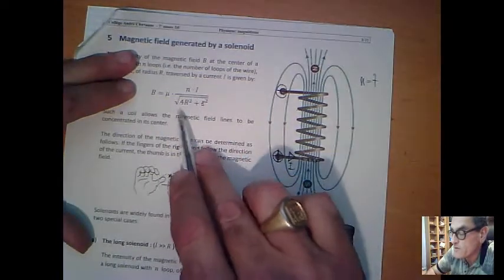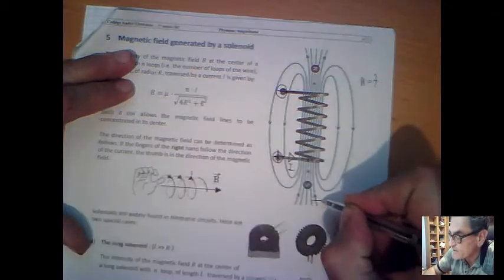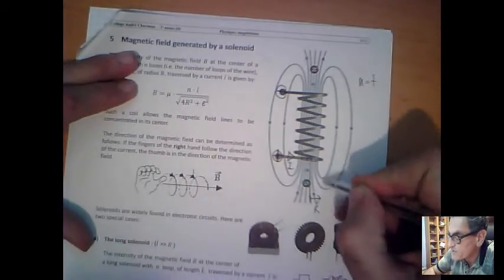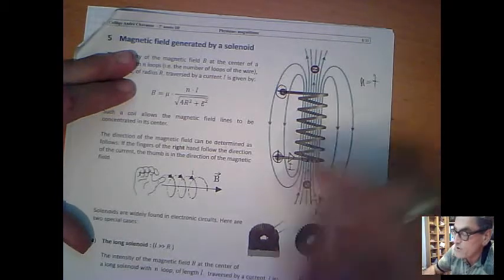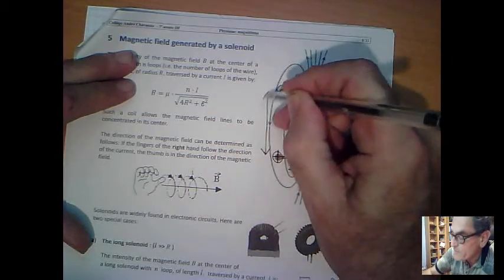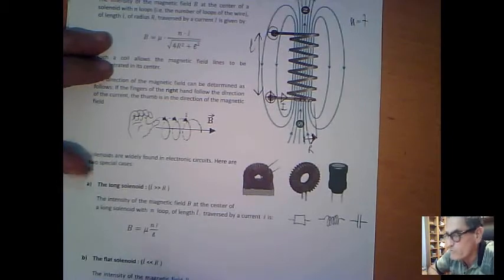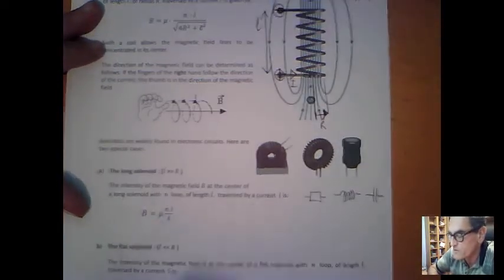And in the denominator, you have the square root of 4R squared plus L squared, where R is the radius of the coil, okay, from the center to the outside of the coil. It's the radius of the coil, and L is the length of the coil. Okay, this is the general formula. And what people do generally is that they do approximations for 2 special cases.